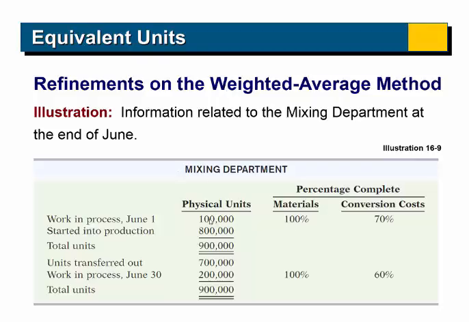So regarding work in process, the 100,000 units that have been here since May, they already have 100% of their materials in play when they came over from May. And then we have started into production those 800,000 units. Those also have 100% of their materials, okay, because of the assumption that we're using.